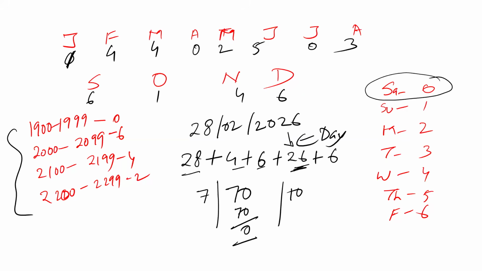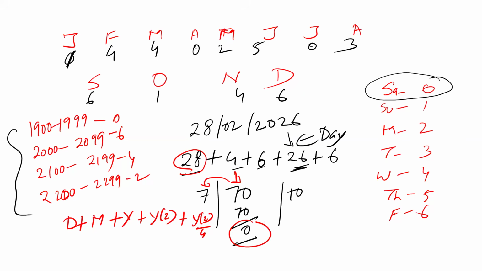Now how to do it? First, write down the date. Next, the month code: 4 is the code of February. Next, the year code of 2026. Next, the last two digits of the year, 26. Then divide that by 4. Always divide by 4, and after dividing, don't take the remainder. How many times is it divisible? The quotient: 26 divided by 4 is 6 times. Add everything. Divide that sum by 7, since there are 7 days in a week. Whatever remainder you get, that remainder will be in this table.